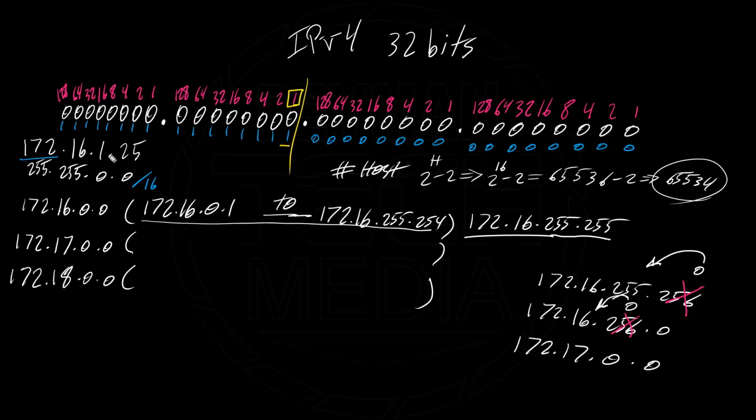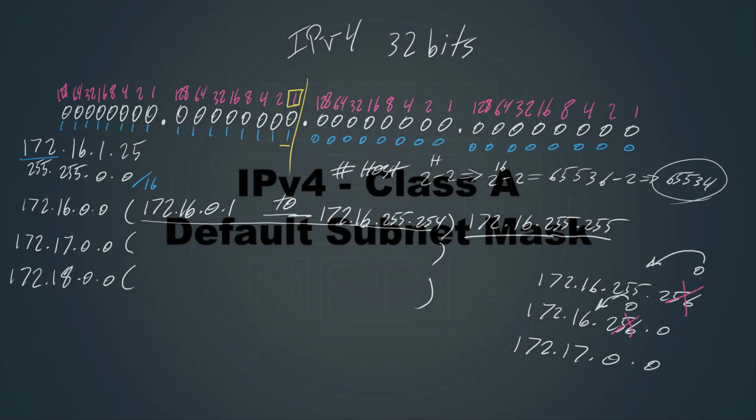Now this IP address that they gave us, 172.16.1.25, basically falls into this range, 172.16.0.1 to 172.16.255.255. It's in here. So the network address would be 172.16.0.0 for this IP address.